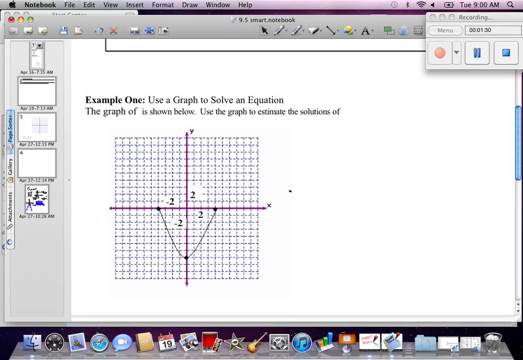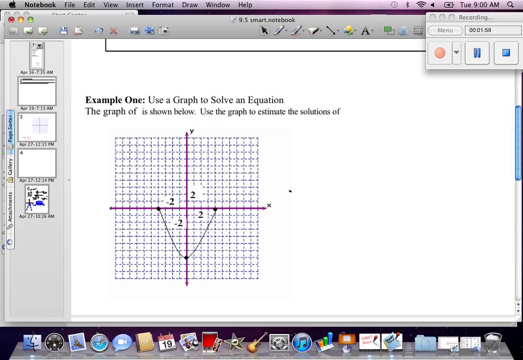at our first example. The graph of y equals 1/2 x squared minus 8 is shown below. We're going to use the graph to estimate what the solutions are. Can somebody please raise their hand and tell me what are the solutions, the roots, the zeros, the x-intercepts of this graph? What does it mean when she's asking for that? Where does it cross the what axis?